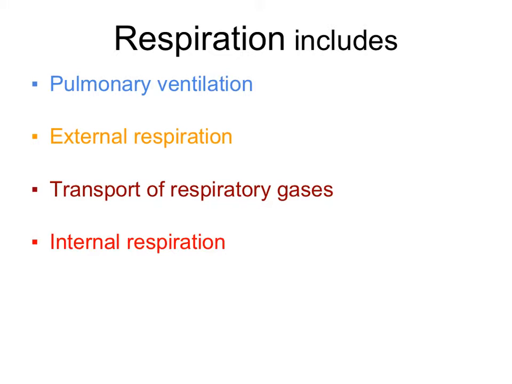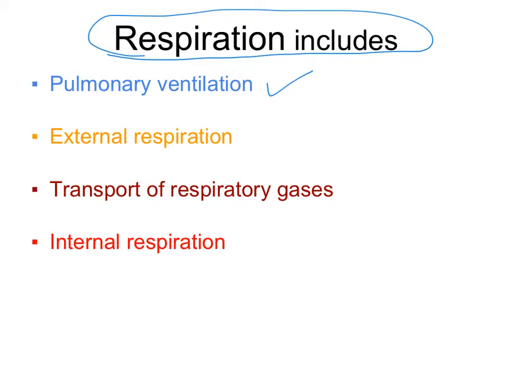So respiration, as far as respiration in our respiratory system, actually includes 4 different parts: pulmonary ventilation, external respiration, transport of respiratory gases, and by this I'm talking about oxygen and CO2, and then internal respiration. We're going to talk about these in order. Ventilation just means moving gases in and out of our lungs. So we're going to talk about that first.